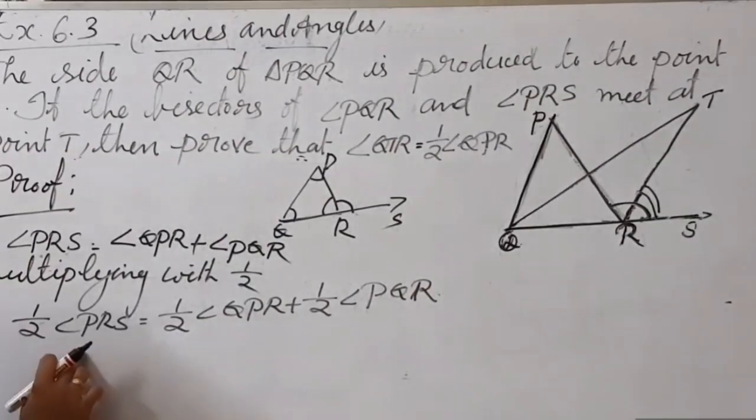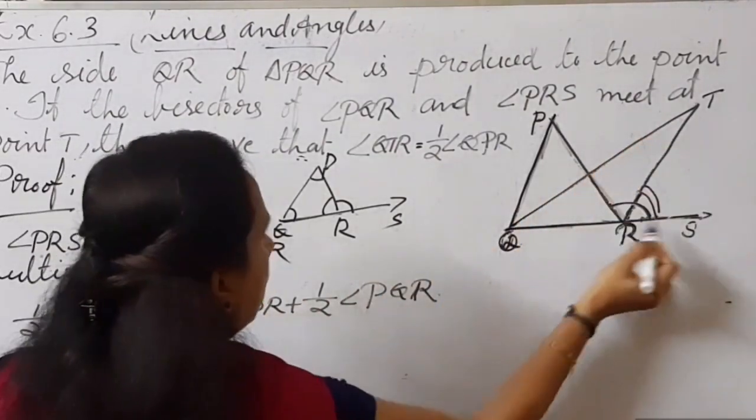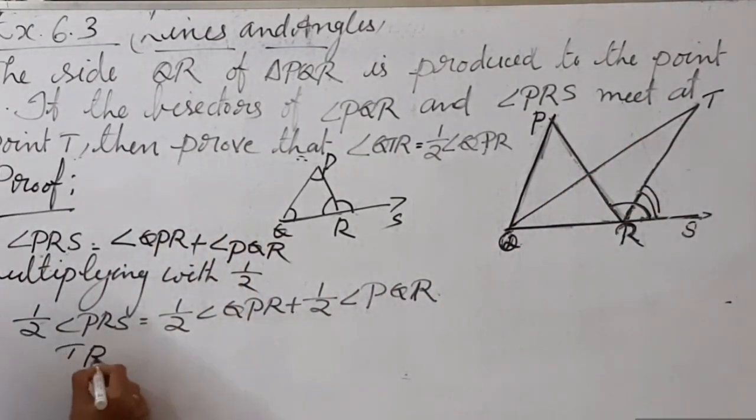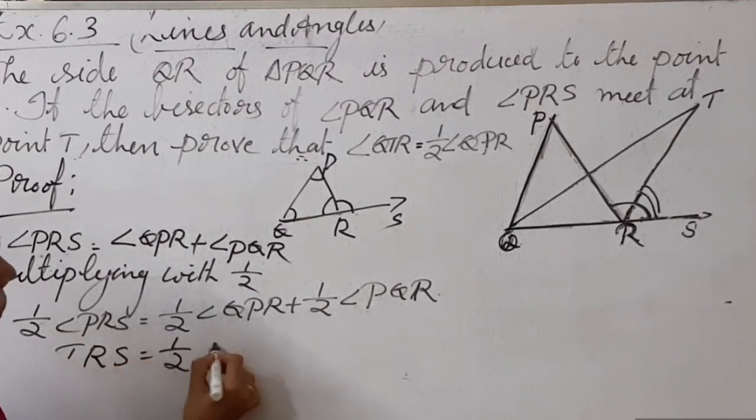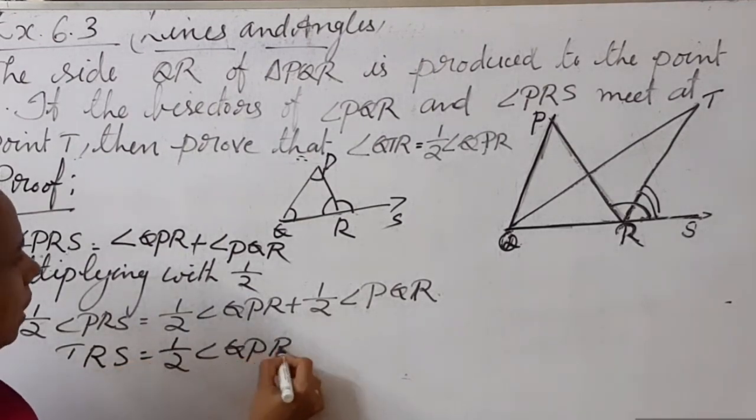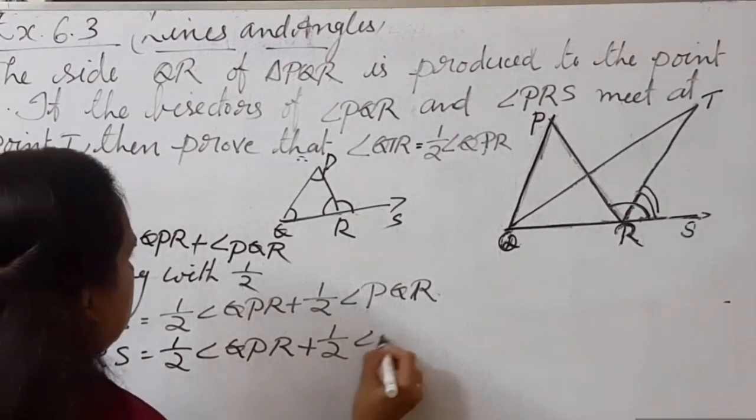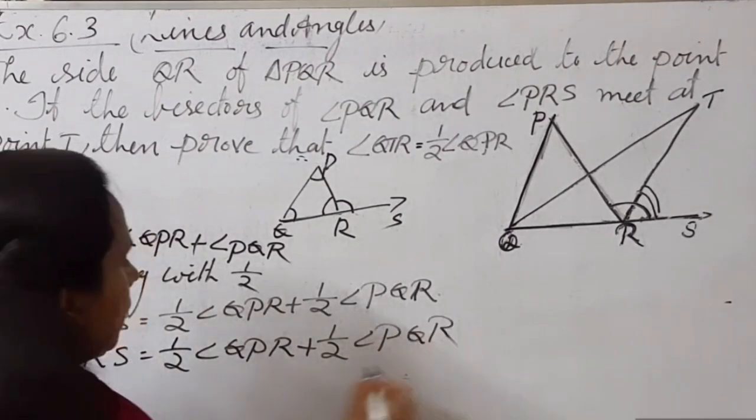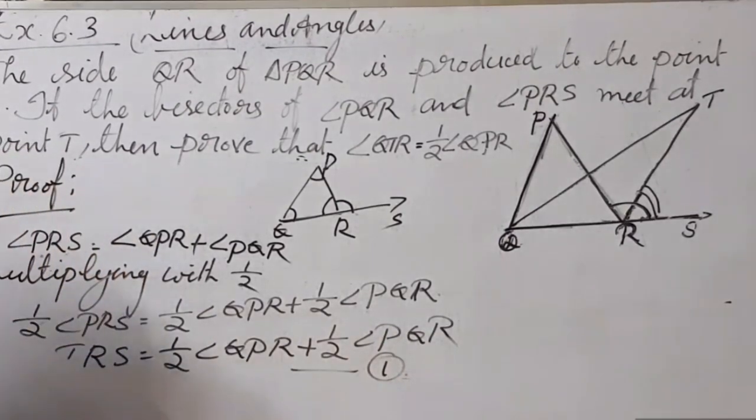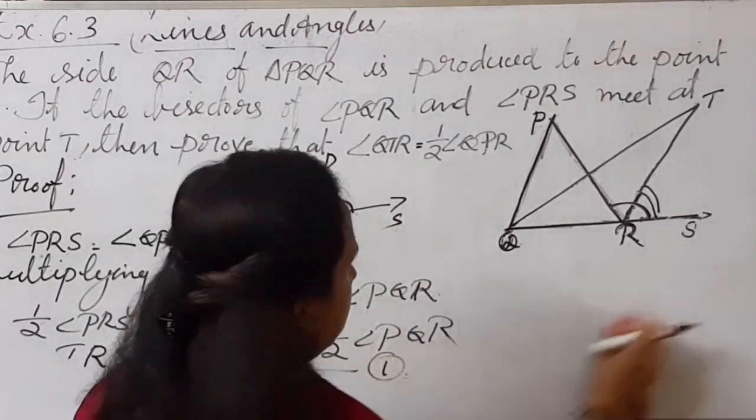So half of angle PRS is equal to TRS. TRS is equal to half of angle QPR plus half of angle PQR. This is equation number 1. Okay. Now I am going to take the next triangle.